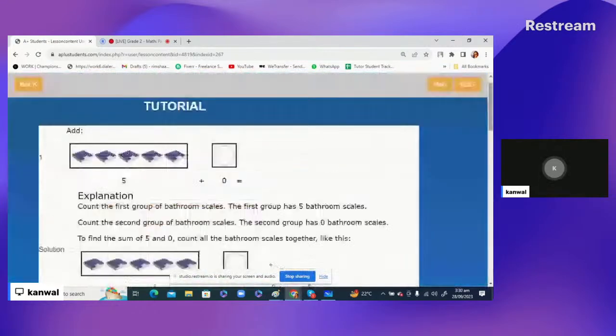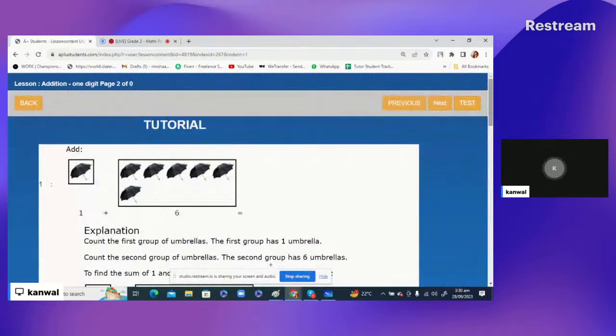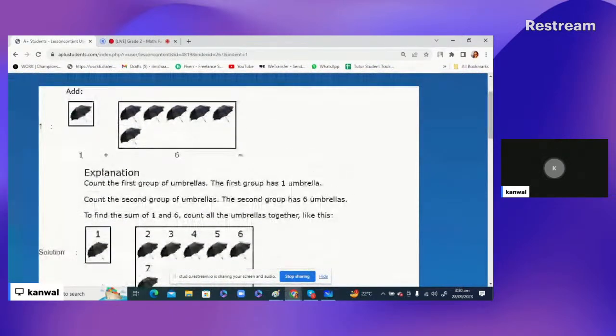All right, now let's do the next part for that. Now you add all these umbrellas. Okay, add it together. So in the first box, how much of it? It's only one. And in the second box, how much? It's counted one, two, three, four, five, and six. Now count it all together. 6 plus 1, that is 7.